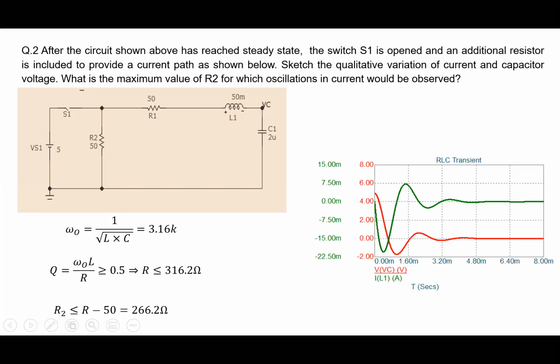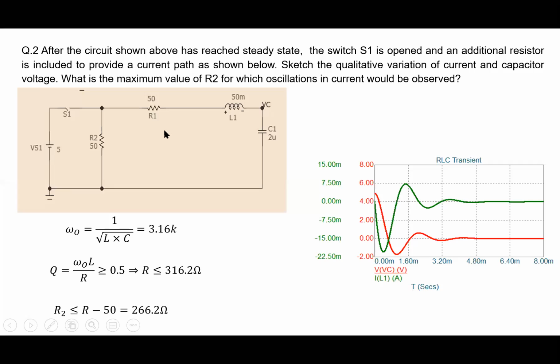So note the variation. The capacitance is all charged up. The red one is the capacitance voltage here. So it starts off from a value of 5 and it has to discharge. And of course, because Q is greater than 0.5, it doesn't monotonically decrease to 0. There is an undershoot and overshoot and then it settles down. So that's the nature of the capacitance voltage.